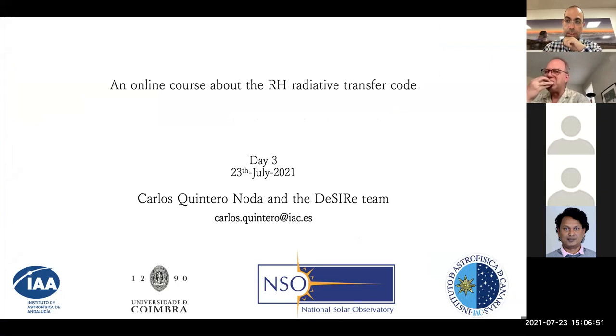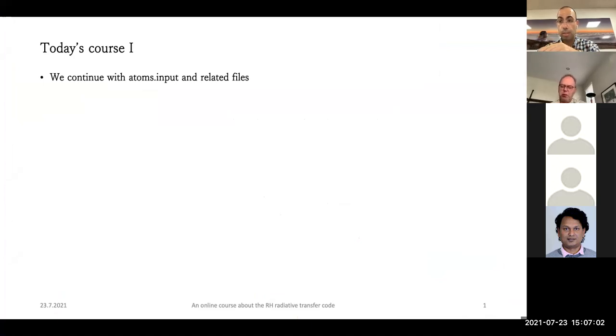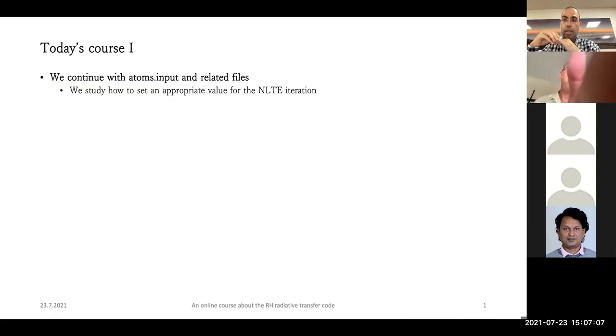Today it's day 3 of the RH class. We will continue with the configuration of the atoms and things related with the NLTE computation. In particular, we will learn how to set appropriate values for the NLTE iteration or NLTE problem. This is something that we will check in detail later, and I hope you will get an idea of the meaning of the values and how to set default values that will work most of the time.